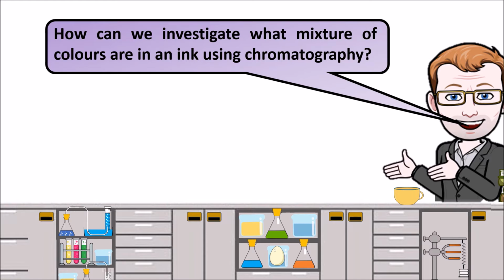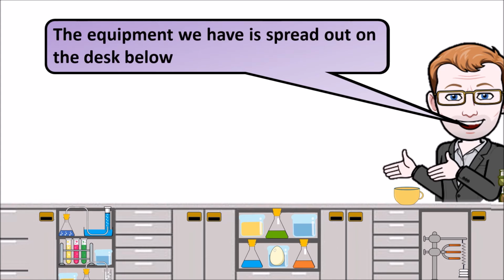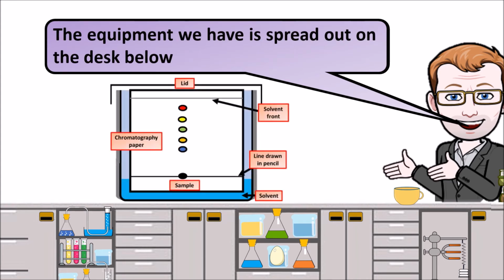So if we look at how we can investigate what mixture of colours are used to make up an ink using chromatography, we need to use some of the equipment shown below. So you would have some sort of beaker or container containing solvent with a piece of chromatography paper in, and you would need to use some known colourings and your sample, as well as a pencil to draw the lines to show where the starting point is and the solvent front, as an ink pen would also interfere with the results because the solvent would move it.